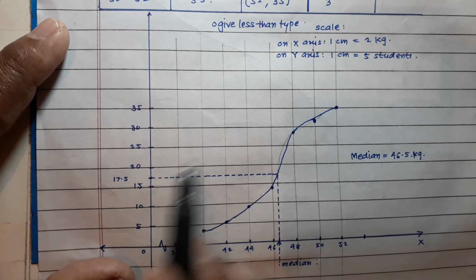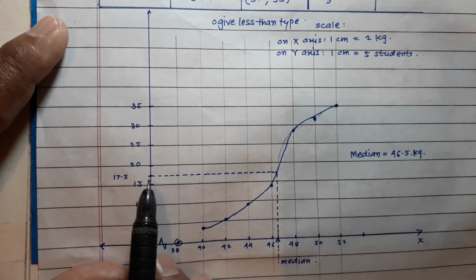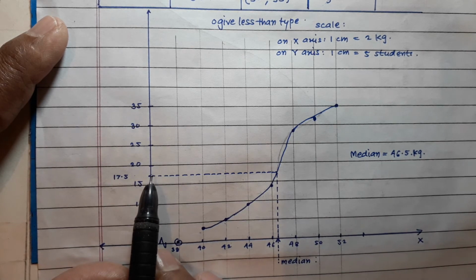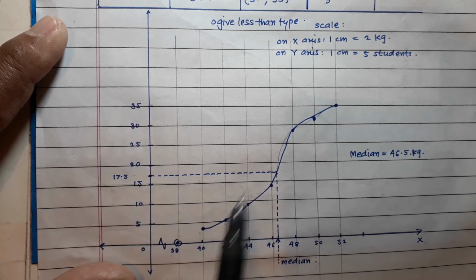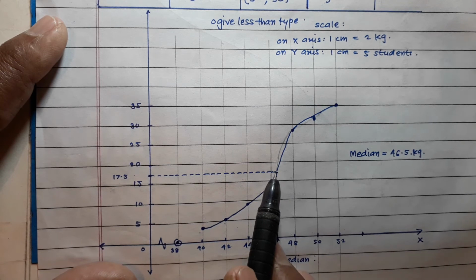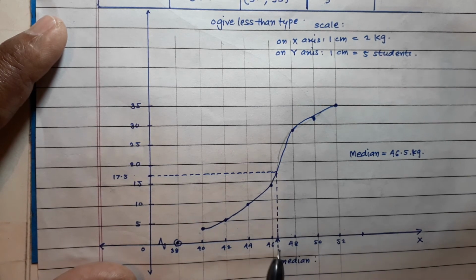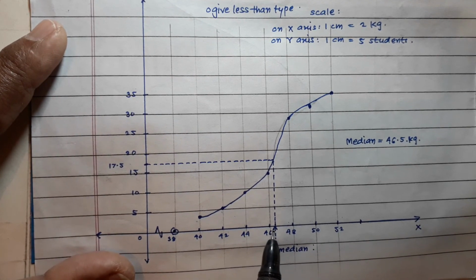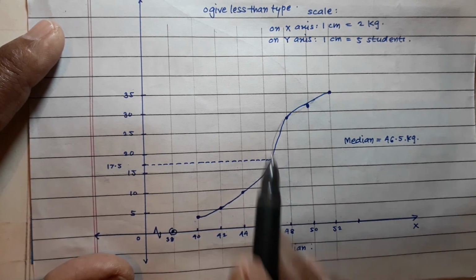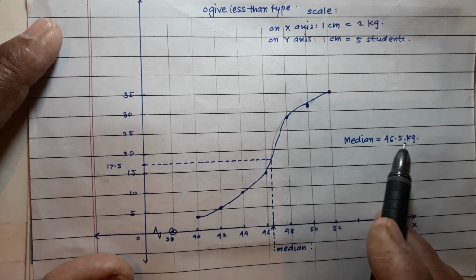Now to find the median, find n upon 2. From this n upon 2 draw a line parallel to the x-axis. This line cuts the ogive at this point. From this point draw a perpendicular on the x-axis, and it intersects the x-axis at this point. So this point is the median, and it is 46.5. You can calculate this properly on the graph paper according to your scale. So my median is 46.5.